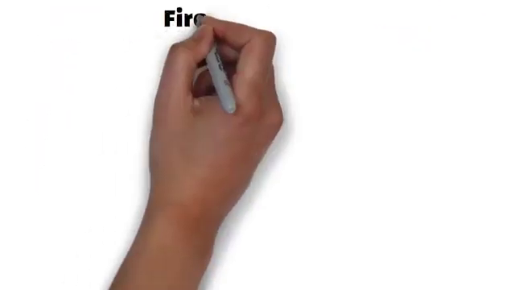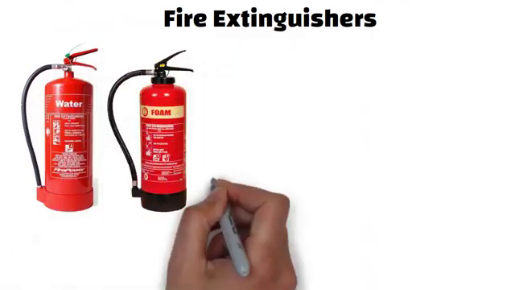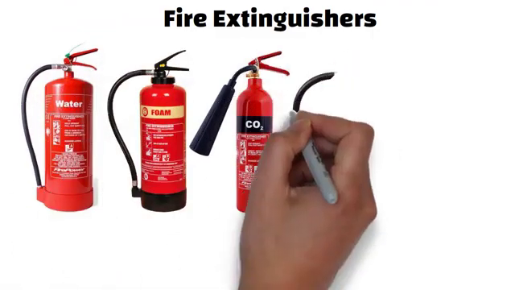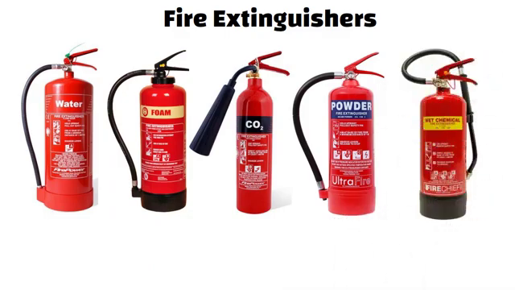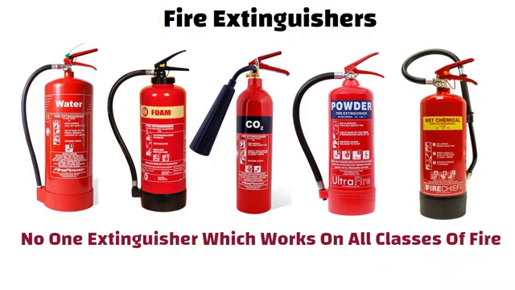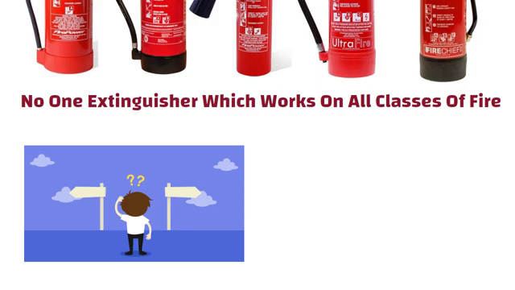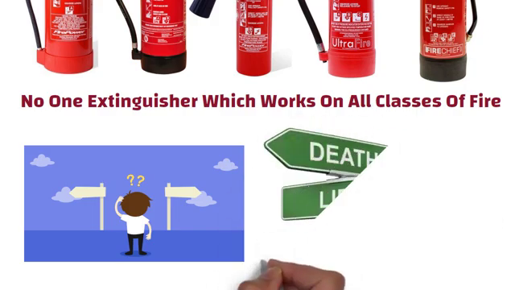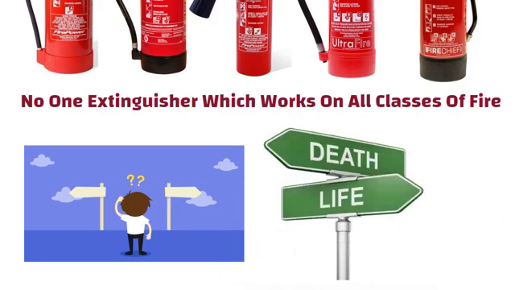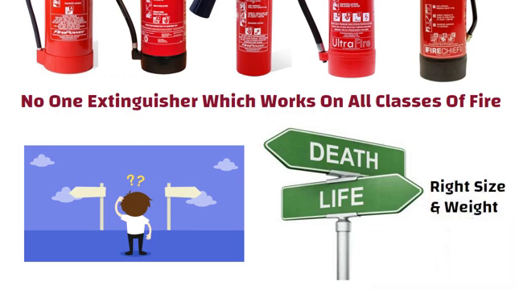Now let us understand fire extinguishers. There are 5 main types of fire extinguishers available in the market: water, foam, CO2, dry powder and wet chemical. Please note, there is no one extinguisher type which works on all classes of fire. Choosing fire extinguisher types for the relevant class of fire could literally be the difference between life and death. Also, you need to make sure that you select the right size and weight of fire extinguisher.